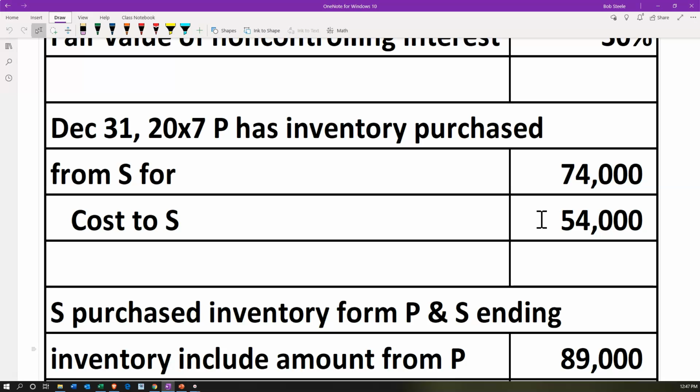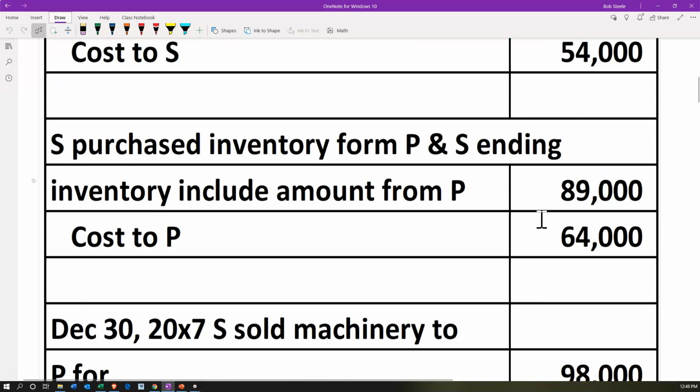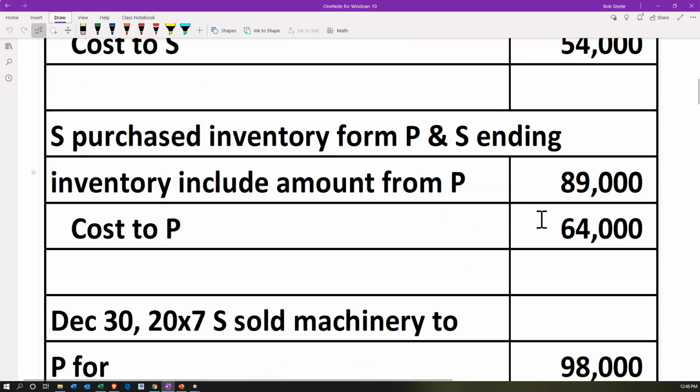So we've seen these transactions before, this kind of intercompany inventory transfer. We're not going to concentrate so much on how to deal with that transfer, as with the new thing here, which is the tax impact of it. Then we go to S purchased inventory from P. So now we've got the subsidiary purchasing inventory from P. So the parent selling to the subsidiary is going to be a downstream transaction.